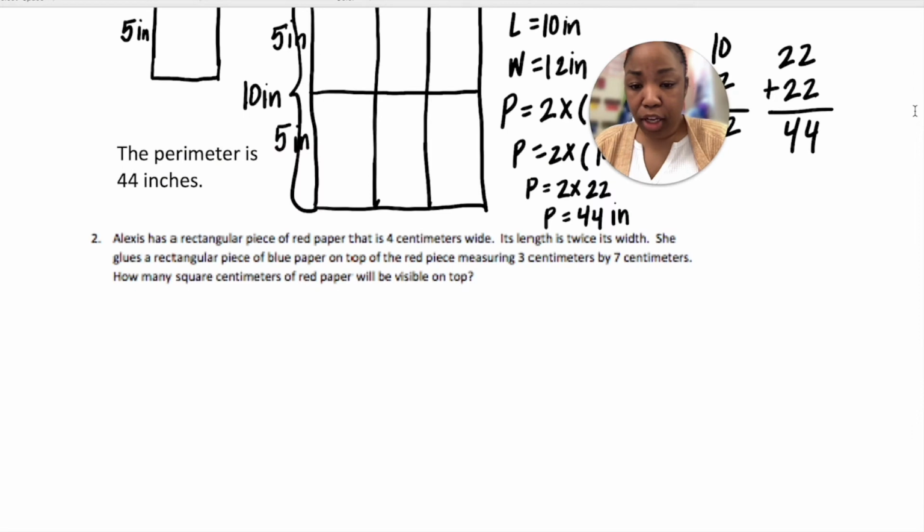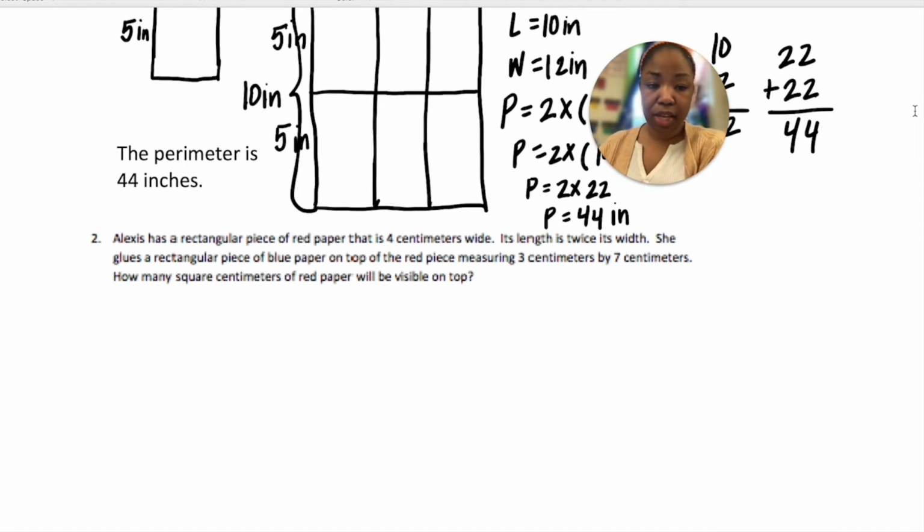Alexis has a rectangular piece of red paper that is 4 centimeters wide. Its length is twice its width. She glues a rectangular piece of blue paper on top of the red piece measuring 3 centimeters by 7 centimeters. How many square centimeters of red paper will be visible on top?